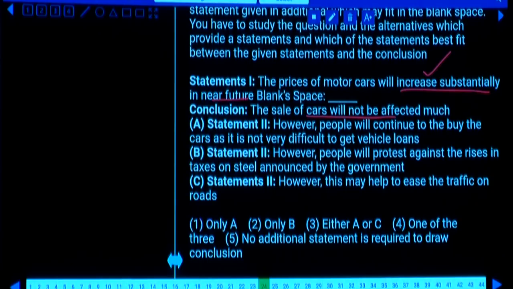Now if the prices increase substantially, then obviously what should happen here? The sales should decrease. But what is the conclusion he is making? The sales will not be affected much. As the sales will not be affected much, what is the reason behind this? Because these people are going to buy the vehicles by hook or crook. Hence the sales are not coming down.